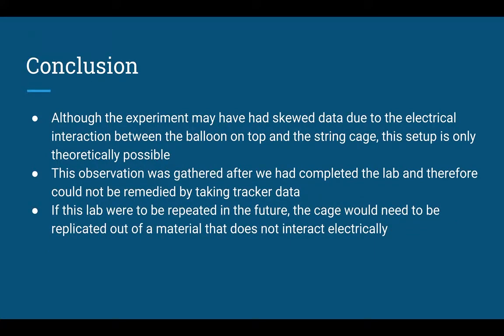Our conclusions were that, although the experiment may have skewed our data due to the electrical interaction between the balloon on top and the string cage, this setup was only theoretically possible. This observation was gathered after we completed the lab and therefore could not be remedied by taking tracker data. If this lab was repeated in the future and our same system would be used, the cage would need to be replicated out of a material that does not interact electrically.